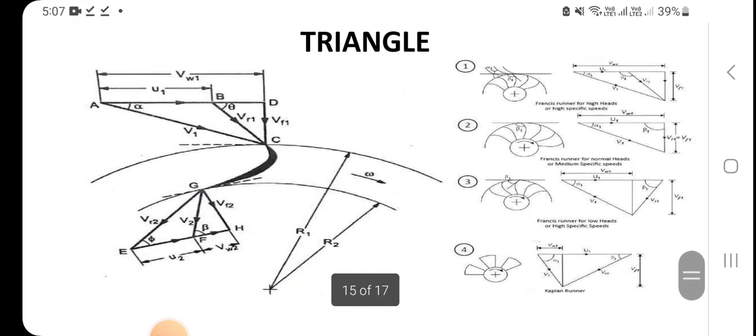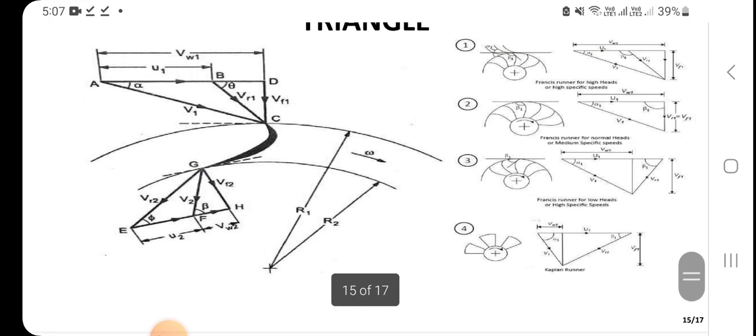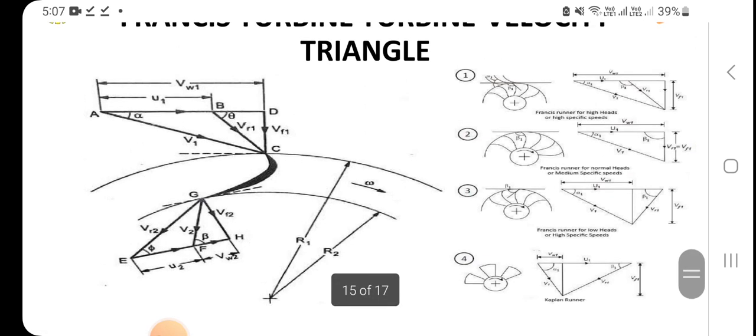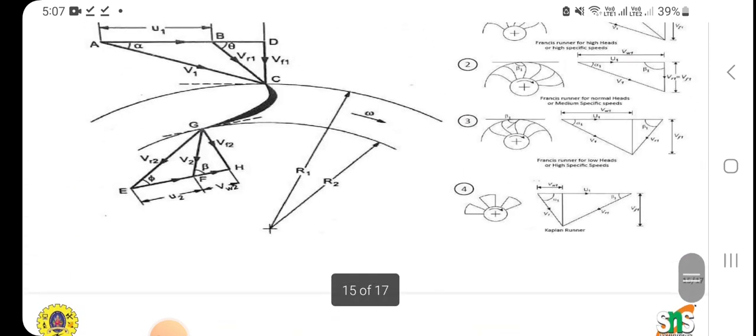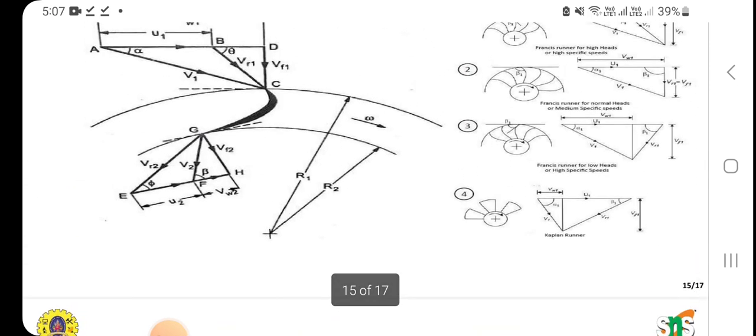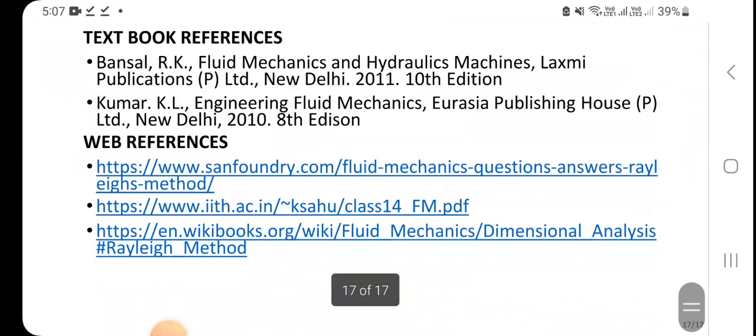Francis turbine. Here also, the inlet has VR2, V2, VF2, U2, VW2. At the outlet the pressure will be less. So U1, VW1, and V1 is equal to VF1. Here also the angular velocity omega is there. Radius R1, R2: R1 is the distance from the center to the outlet of the turbine, and the inner radius is R2. Thank you.